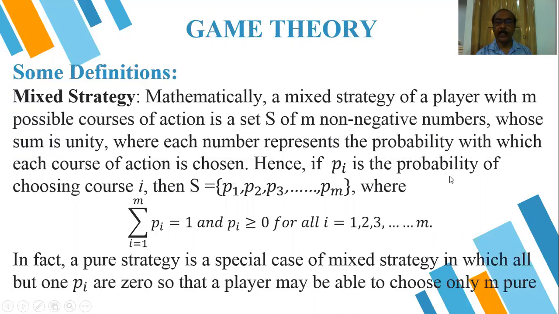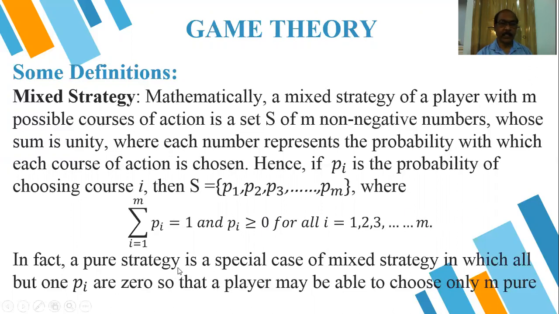You can see Pi is the probability of choosing the ith course of action. Then S we can say is P1, P2, P3, up to Pm. This is the set of probabilities with which they are respectively choosing the courses of action 1, 2, 3, 4 up to m. So we can write in summation notation, the sum from i equal to 1 to m of Pi is equal to 1, where Pi is greater than or equal to 0. Some Pi's may be 0 and some may have fractional values. If it is the completely pure strategy, all will be 0 except one, which will be 1.